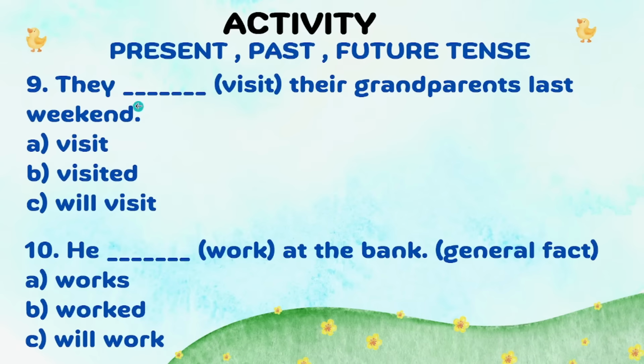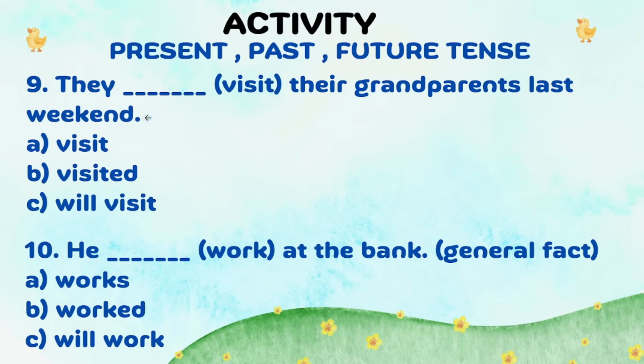And for number 9, they blank visited their grandparents. Oh, there you go. Last weekend. Okay, take note here, everyone, that the word last is past. Okay, last weekend. I'm sorry. So, for number 9, it happened in the past, so we will add ed. Okay? For letter B. They visited their grandparents last weekend.